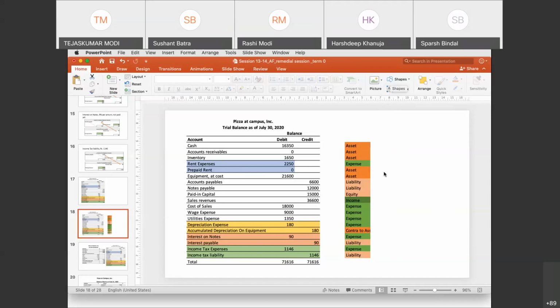Can you explain treatment of rent again? Which rent, beta? Rent expense. Okay. See, last month we had paid a rent for this month.